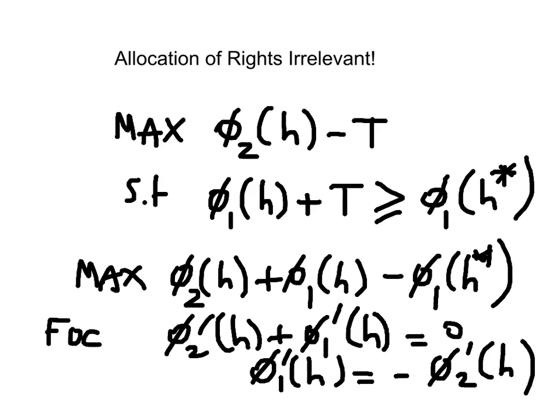So again, you recognize the same first order condition. So we'll find again that the parties will reach an agreement to produce the Pareto optimal level, H optimal. So this is actually a result which is known as Coase's theorem, which is that the efficient outcome is reached no matter how property rights are initially allocated.